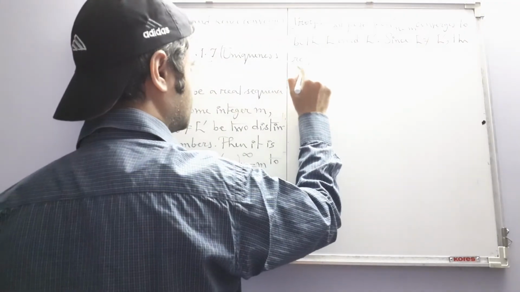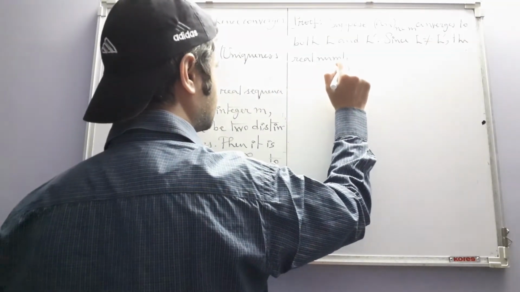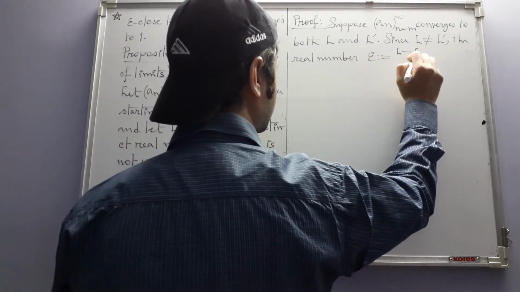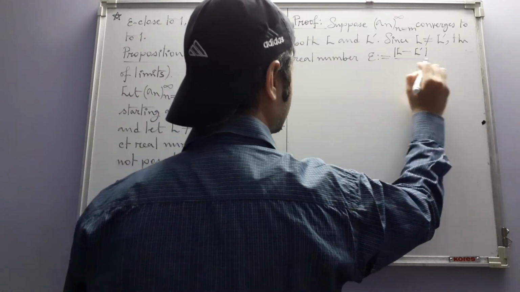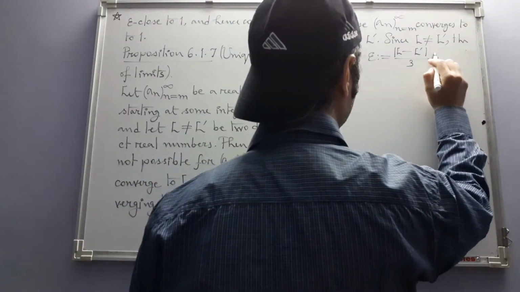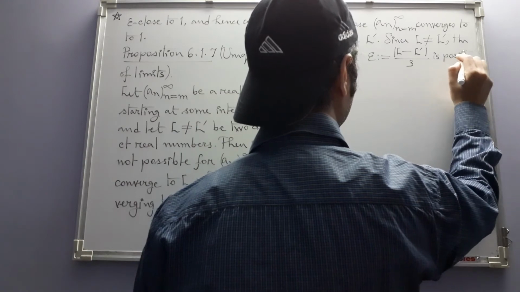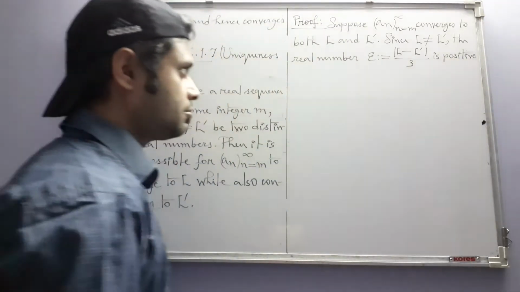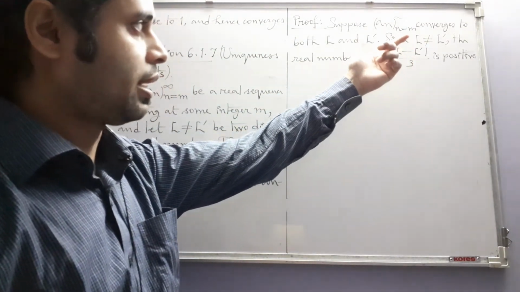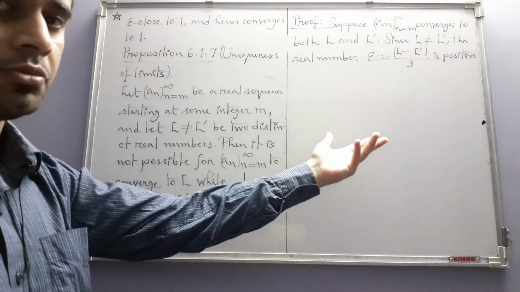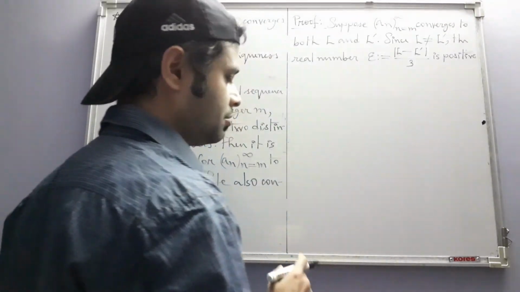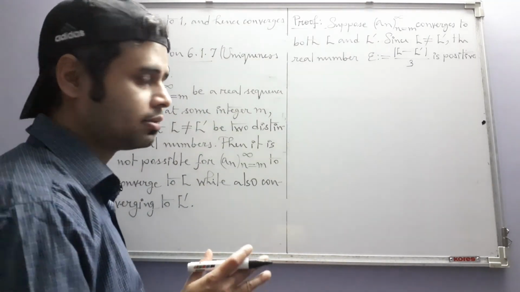the real number epsilon, which is the absolute value of L minus L prime divided by 3, is positive. L minus L prime is a non-zero real number. The absolute value of a non-zero real number is always positive. We already know these things from properties of absolute value, and we have divided it by 3. For why, that will be apparent pretty soon.